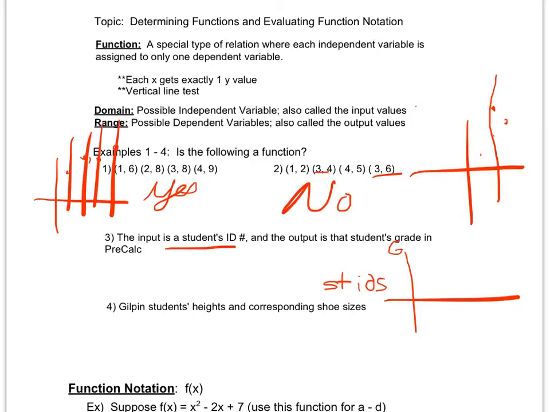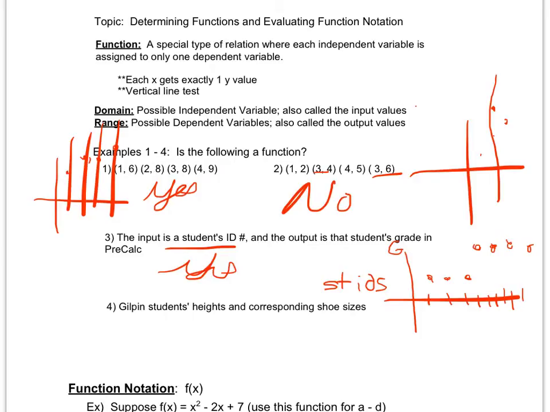Every single person in this class is going to have a different student ID number. No one gets the same student ID number. You guys might have the same grade, but notice that it's okay if you have the same grade because that's just going to be at the same horizontal line. But no one's on the same vertical line, because again, every single X value is going to get only one Y value. You're not going to have two different grades for one student. So it looks like, yes, this is a function.